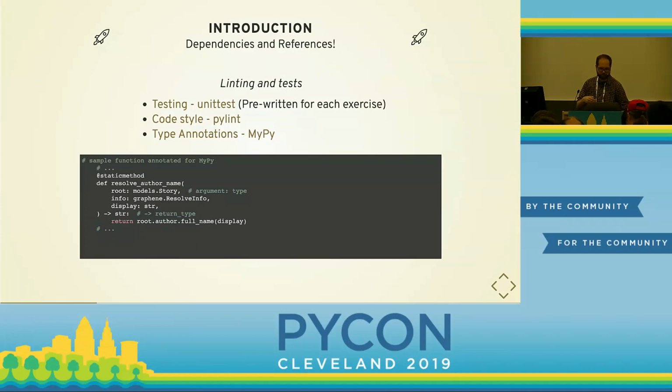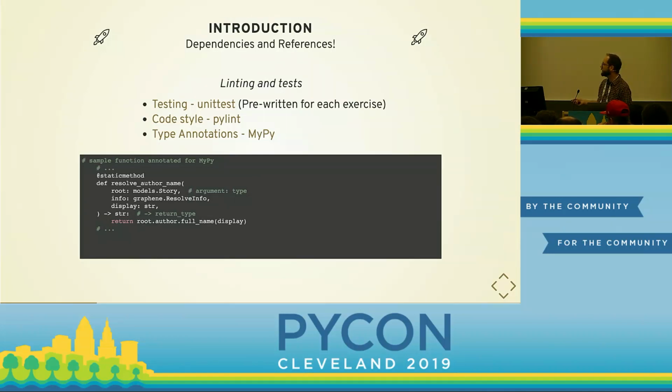For this code base, we're using unit tests for testing. They're pre-written for each exercise. Basically, if you run the tests, you'll know if you've implemented properly or not. We're using pylint and mypy for linting and type annotations. Type annotations hopefully are useful for folks here, even if you haven't seen them before.